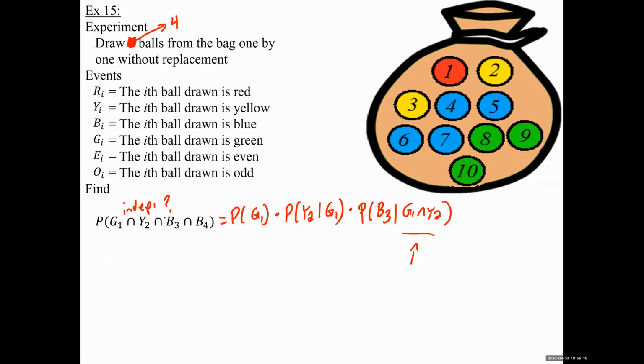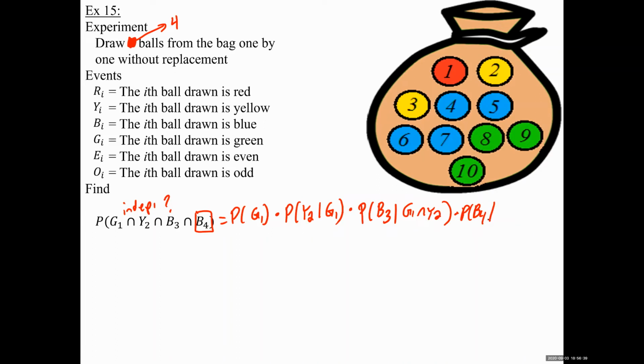Then the next term is going to be the probability of that given all that. And then hopefully you can guess the last one. The last one is going to be the probability of B4 given. Can you guess what goes after the given, after the line there?